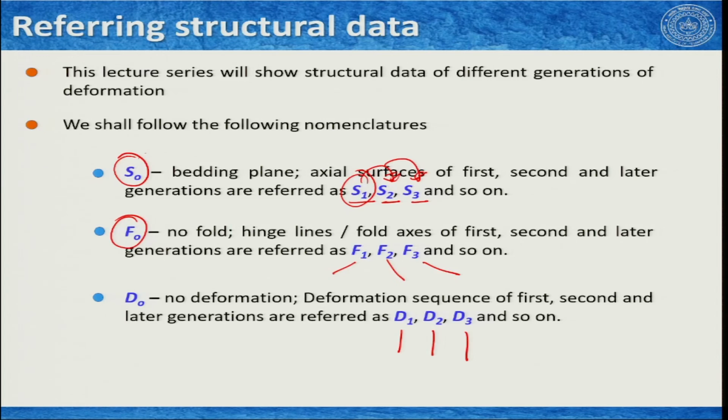So, with this I finish this lecture, and in the next lecture we will learn how to record these data in a stereo net, or how to plot these data in a stereo net. We will see there are techniques. Planes we will refer to as lines and lines we will refer to as points in the stereo nets. To understand that, it is very important that you have a very clear idea about stereo nets, and we will be learning this in the next lecture.